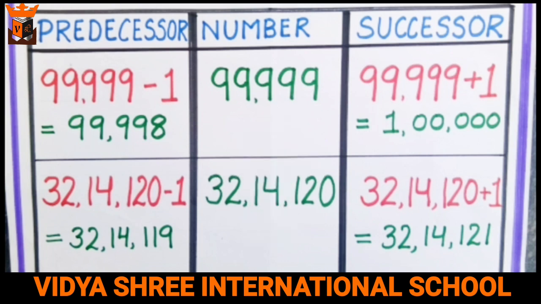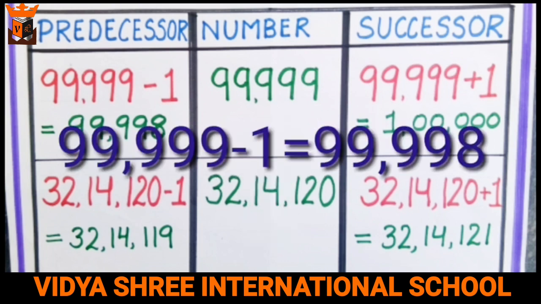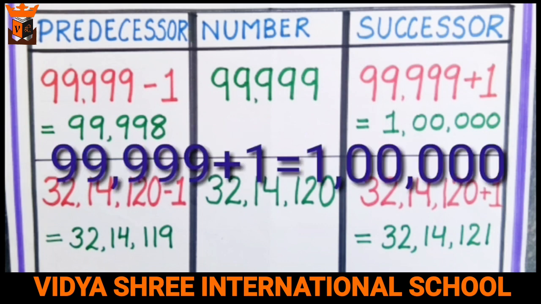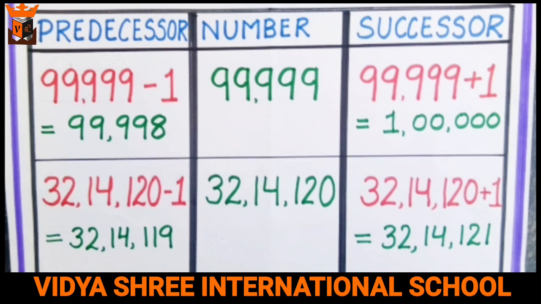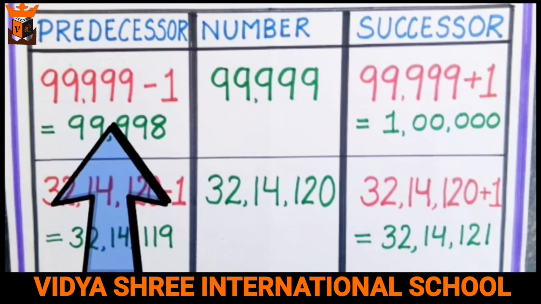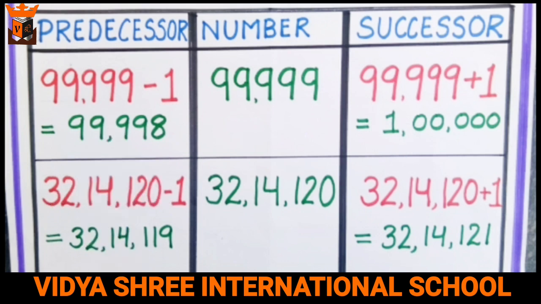99,999, subtract 1 from the given number, we will get 99,998. And to find the successor of the number 99,999, add 1 to the given number, we will get 1 lakh. So from here we got the successor and the predecessor of the given number. Successor is 1 lakh and predecessor is 99,998.